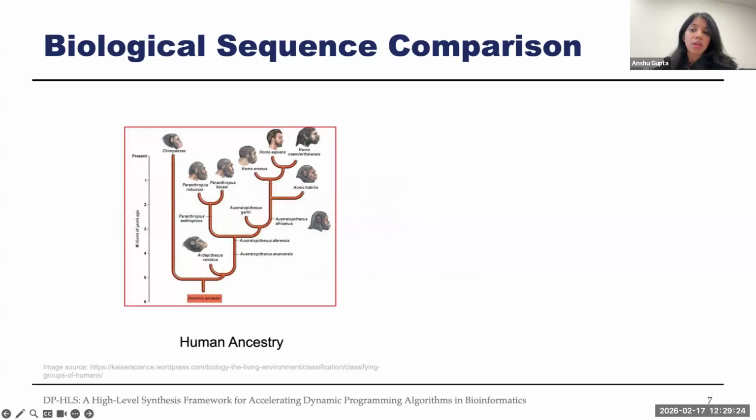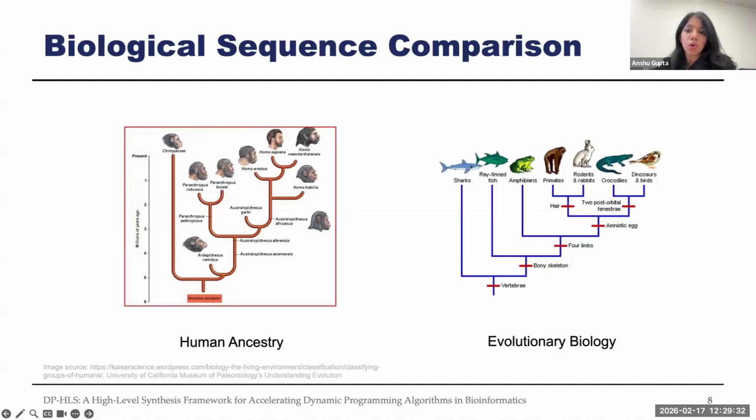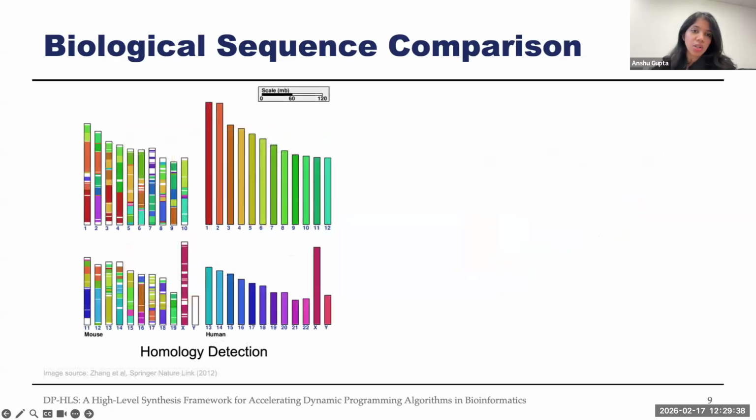We find sequence comparison in applications such as human ancestry, to study different hominoid ancestors and how they migrated, or to study the evolution of different species on Earth, like how it is shown here for different vertebrates. Or in homology detection-based applications, to detect genetic similarities between two species, for example, mouse and human, which is shown here. The chromosomes are labeled here and the color corresponds to the similarities between the chromosomes of the two species.